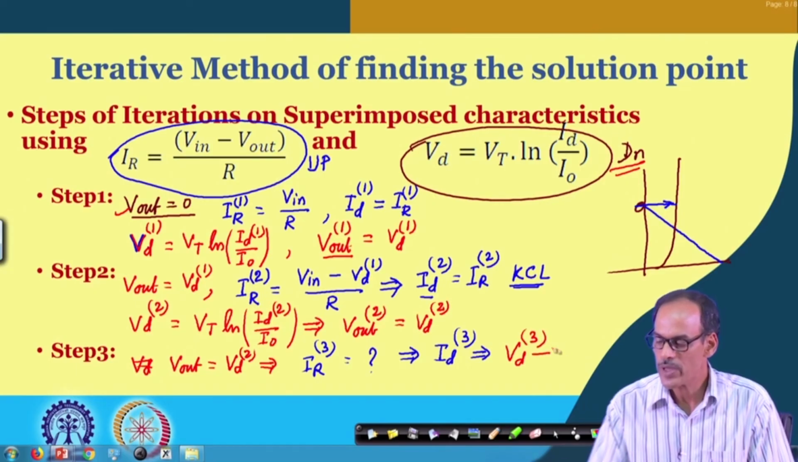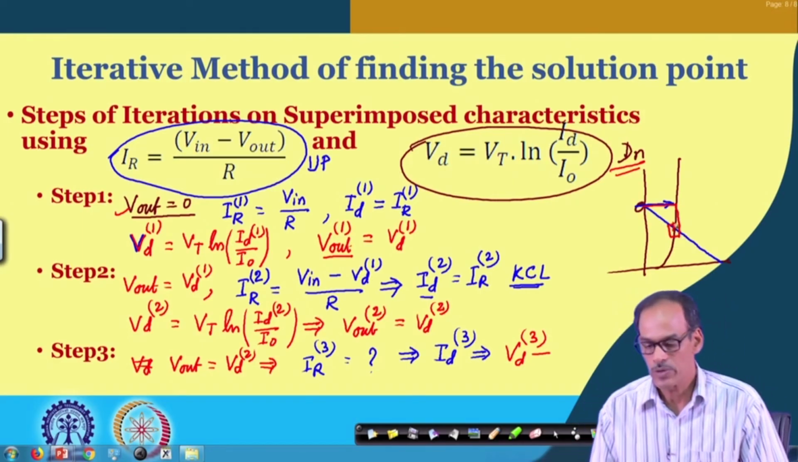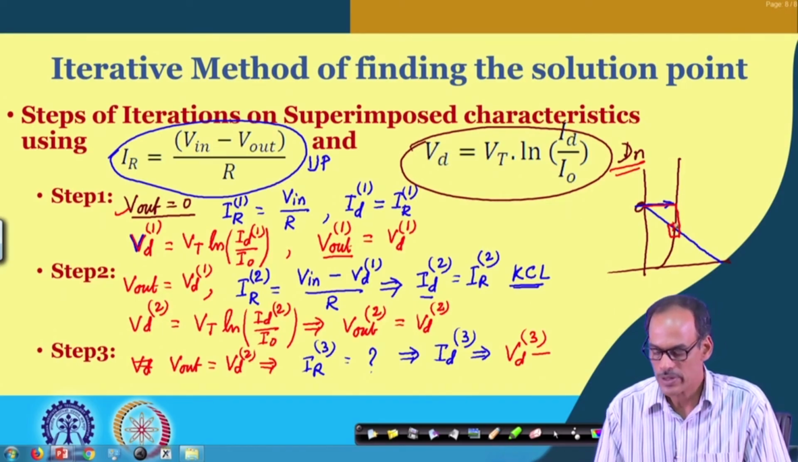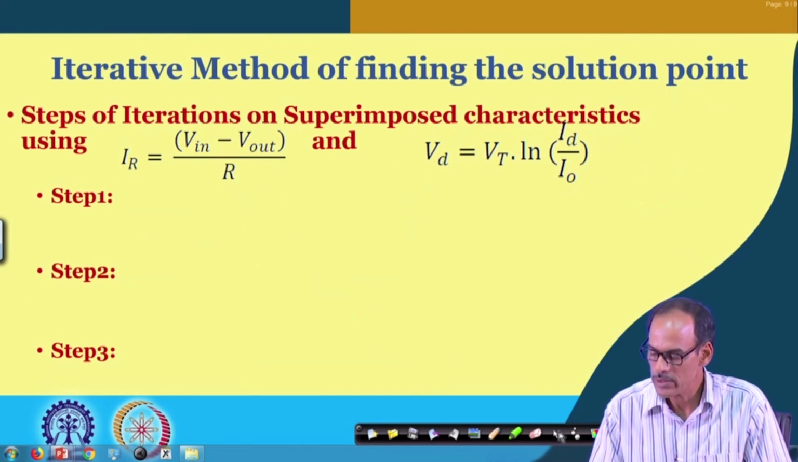So, that is how you are progressing towards the solution, and it looks like it is converging. But still we do not know, pictorially it looks like converging. So, we need to check whether actually it is converging. So, how will you do that? Probably we can use one numerical example.